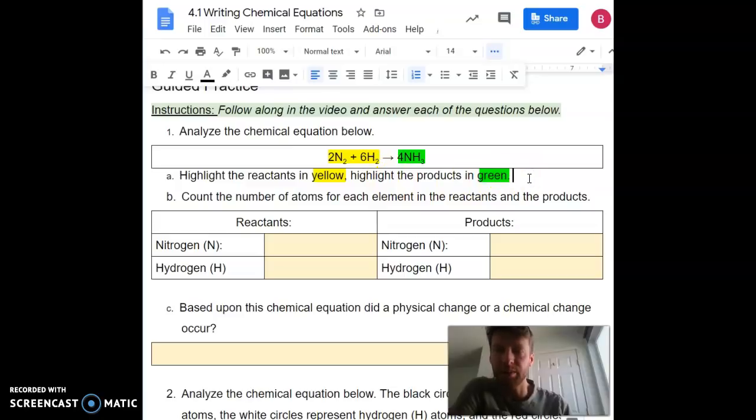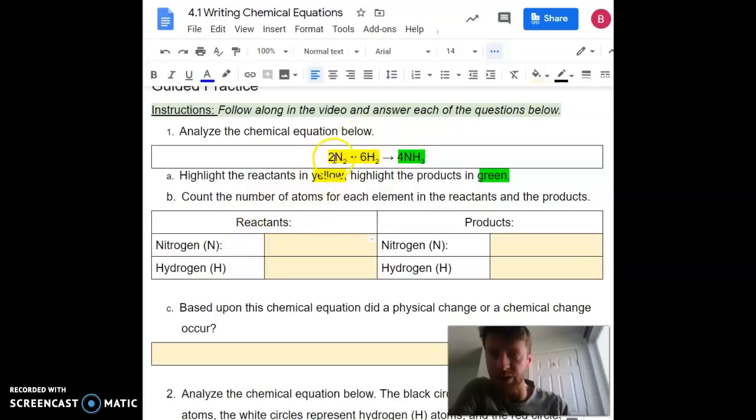B, count the number of atoms for each element in the reactants and the products. Okay, so in the reactants, it's asking me how many nitrogen and how many hydrogen atoms we have. Now, this is review. We've already learned how to do this. Just adding one more layer by having us think about the reactants and products separately. So let's start with our reactants. So we highlighted that in yellow.